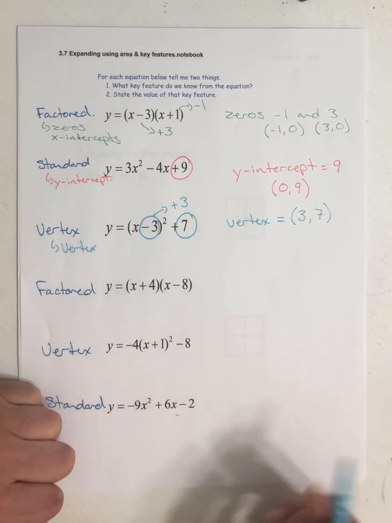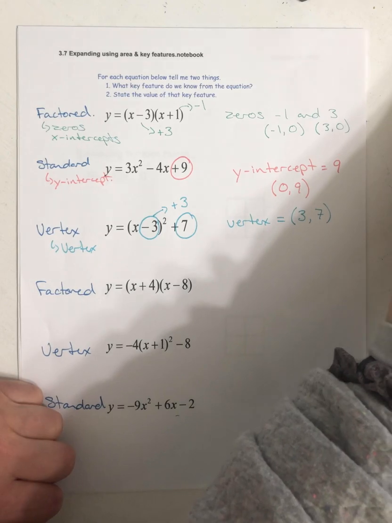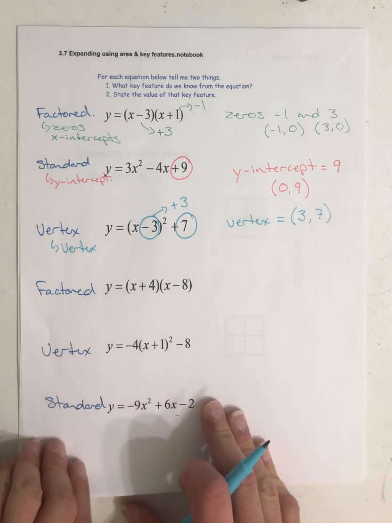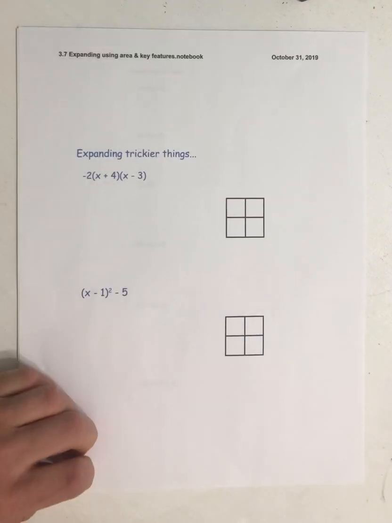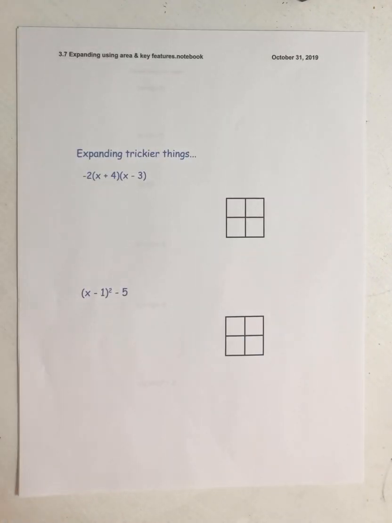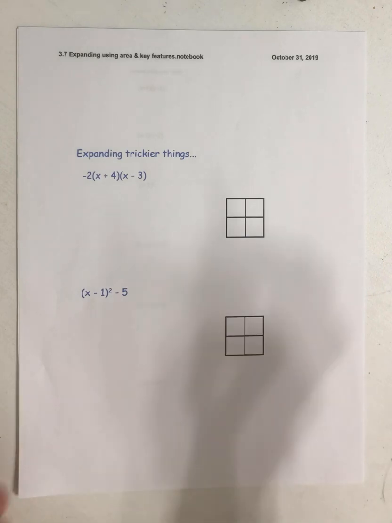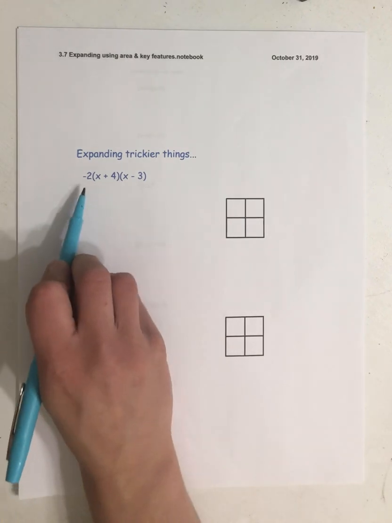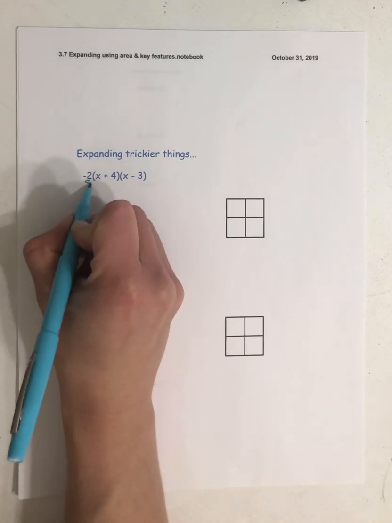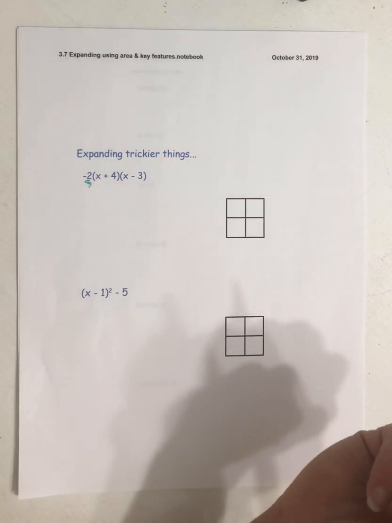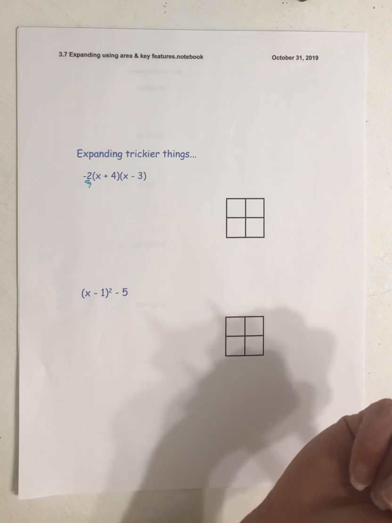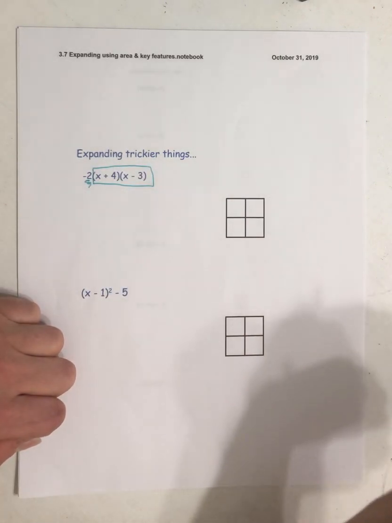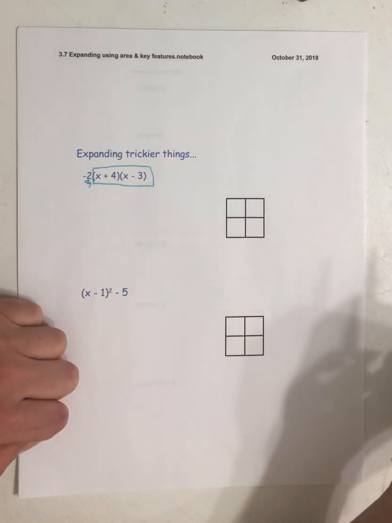Okay, so you guys are going to do the next three yourselves. Let me just slide this down here. And then we're going to look at something trickier, when we have to expand something a little bit more. First things first, we can see that there's a number in front of this. So we're going to ignore it for now, and we're going to look at the two brackets.